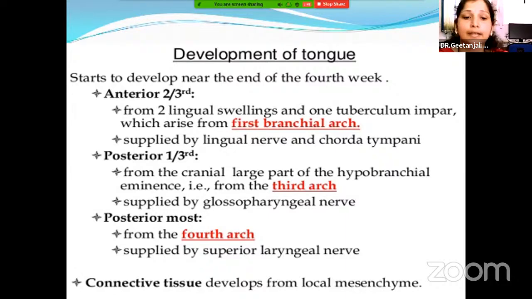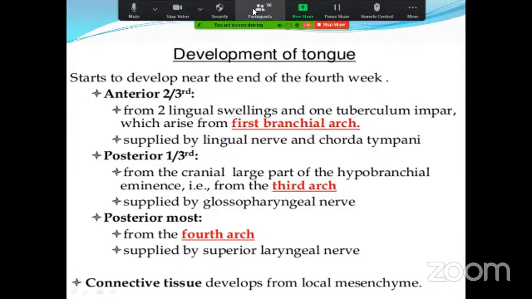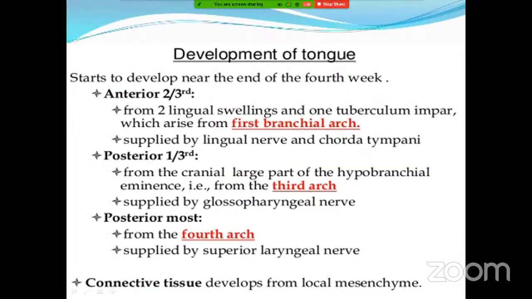The tongue starts to develop near the end of the fourth week. The anterior two-third develops from two lingual swellings and one tubercle impar, which arise from the first arch, and is supplied by the lingual and chorda tympani nerves. The posterior one-third develops from the cranial large part of the hypobranchial eminence, that is from the third branchial arch, and it is supplied by the glossopharyngeal nerve.